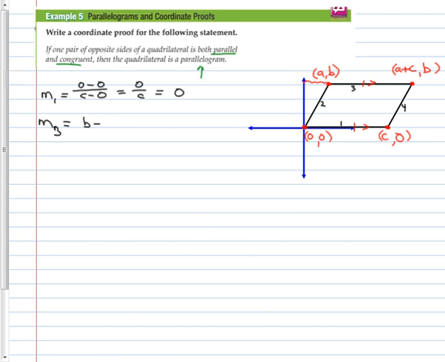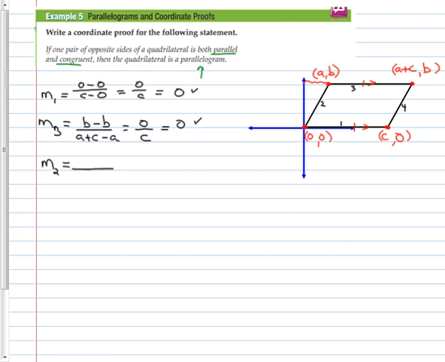B minus B, those are my y's, over A plus C minus A. Well, B minus B is 0. The A's would cancel. C, 0 divided by C is 0. So what do I know? Those are parallel, 2 and 4. Let's try that. Slope of line 2. So same formula, y sub 2 minus y sub 1.